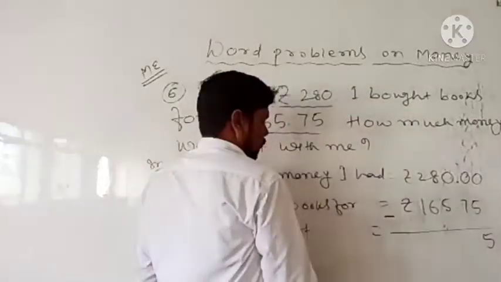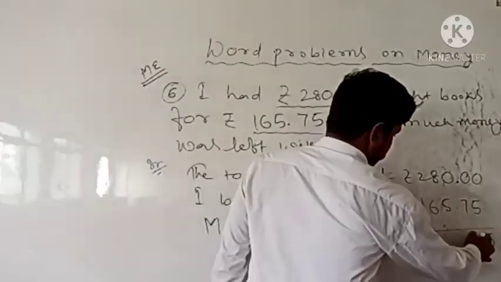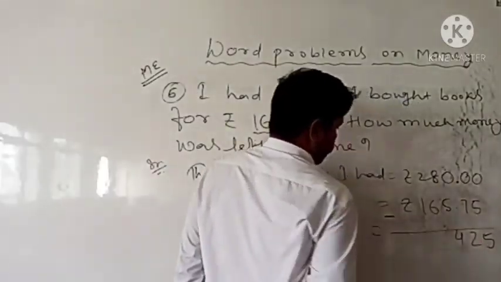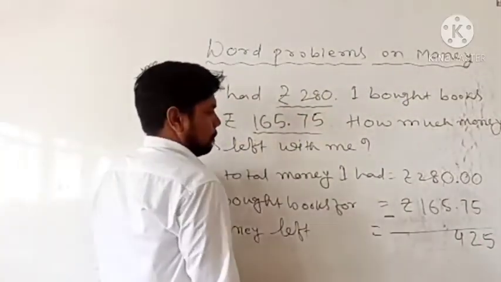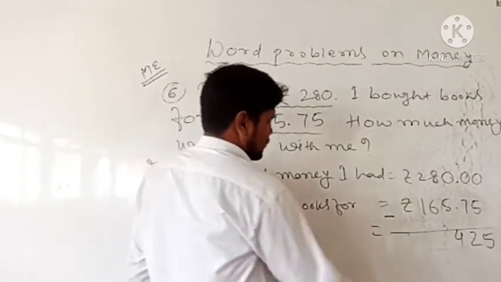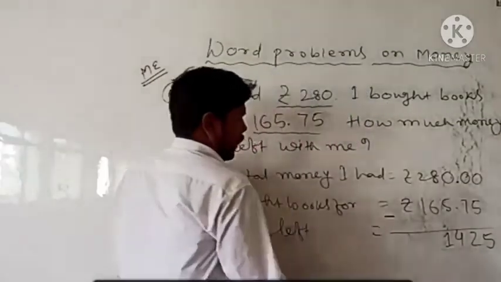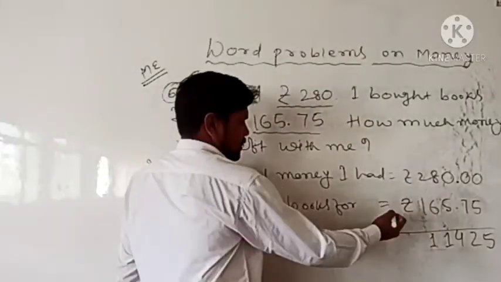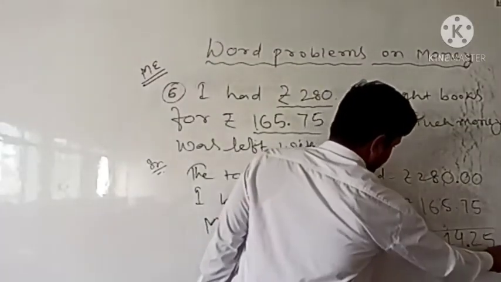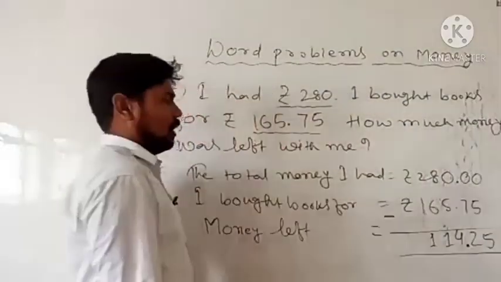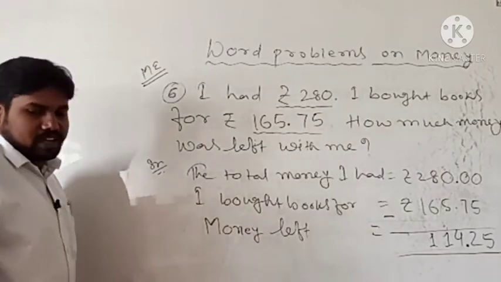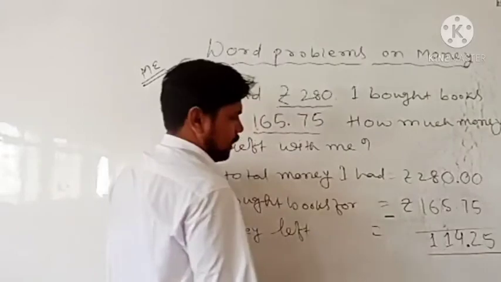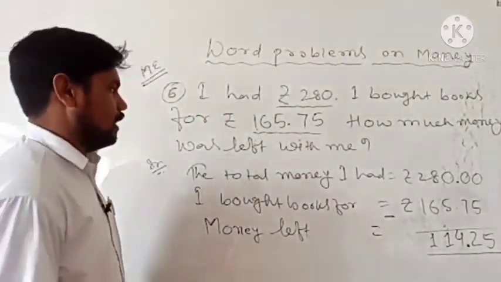So 5, okay, then 2, okay, so 6 plus 4 is 10, 4, okay, so then 7, 1 is 8, so 1, okay, and 1 plus 1 is 2, so 1. Before 2 digits the decimal will be placed. So 114 rupees 25 paise is the answer. So the difference is coming 114.25. That means this money will be left with me.